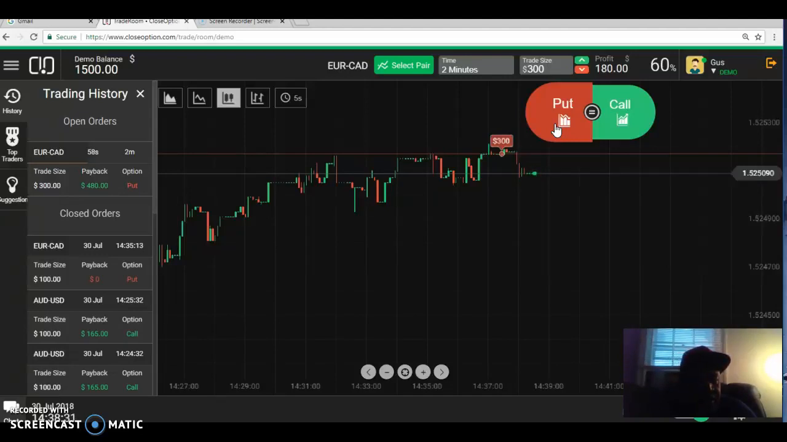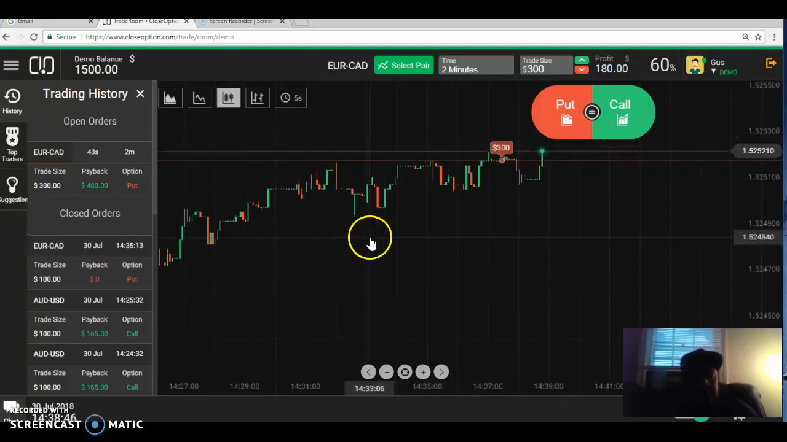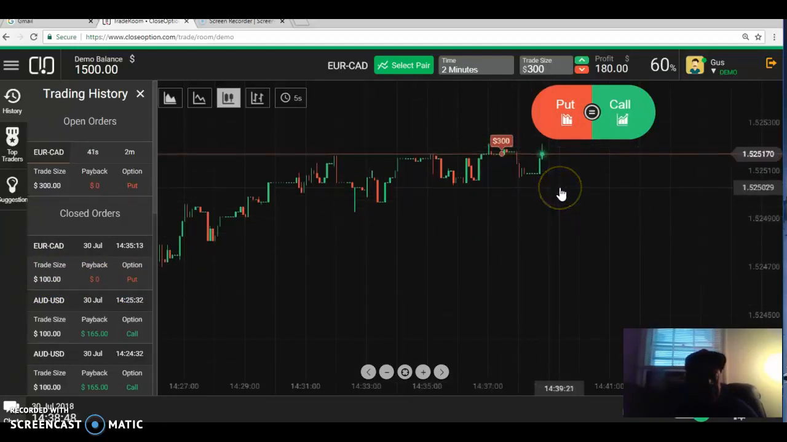And this trade right here, it's all right, we got 5:55 seconds left. As you can see here, I lost that $100 trade, the Euro Canadian dollar trade. So I hit another $300 trade. So we're gonna see how this trade develops.